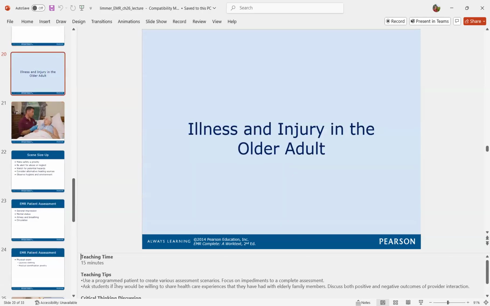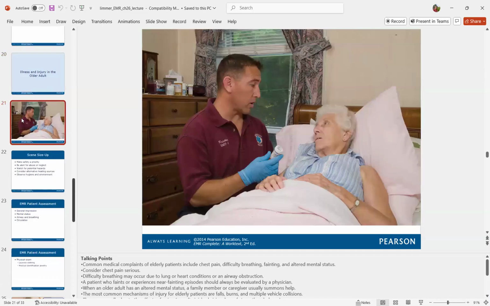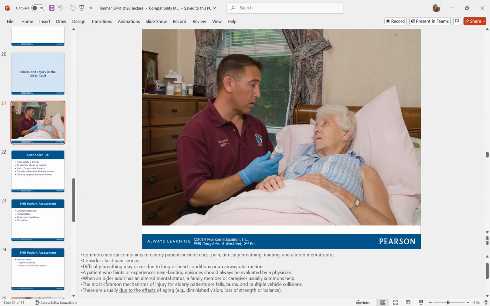Illness and injury. So common medical complaints of the elderly patients: chest pain, difficulty breathing, fainting, altered mental status, which could be stroke, could be diabetic, could be seizure. We want to consider some of these serious, right? Especially chest pain. Difficulty breathing may occur due to lung or heart conditions or an airway obstruction. Maybe they're choking. A patient who faints or experiences near fainting episodes should be evaluated.